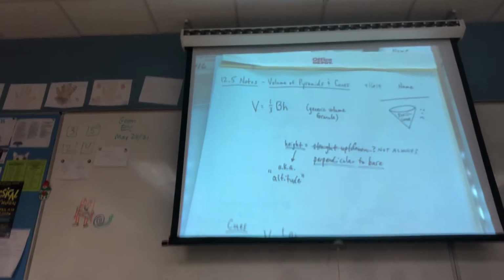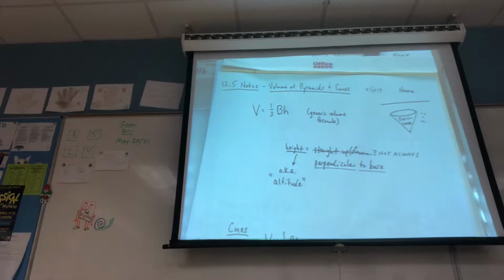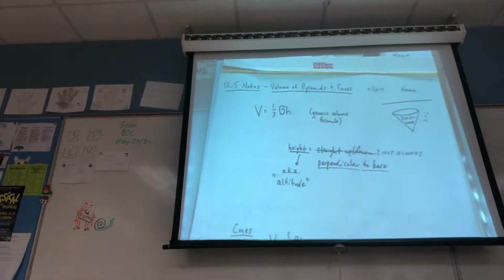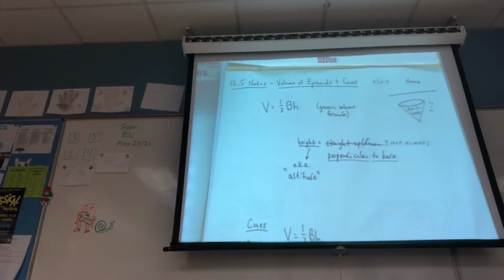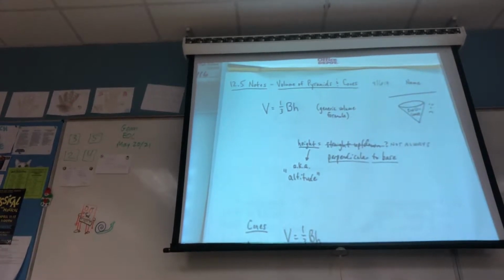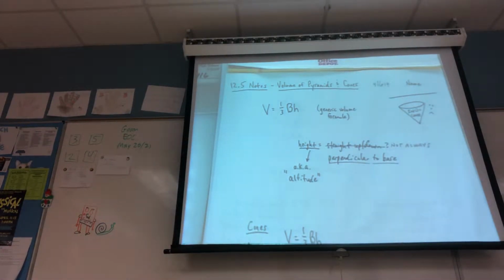Of prisms and cylinders, today we'll cover volume of pyramids and cones. A lot of similarities between the formulas, so let's talk about the formula on the front, then we'll do some examples on the back. Now, remember we're talking about volume, so we're still doing cubic units like inches cubed, feet cubed, etc. There is a generic volume formula.